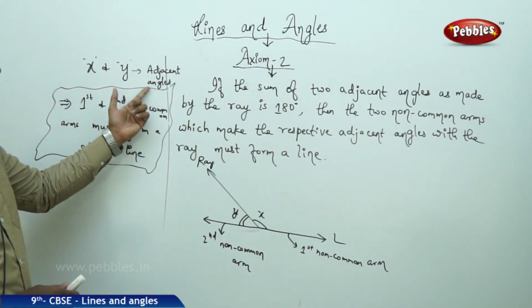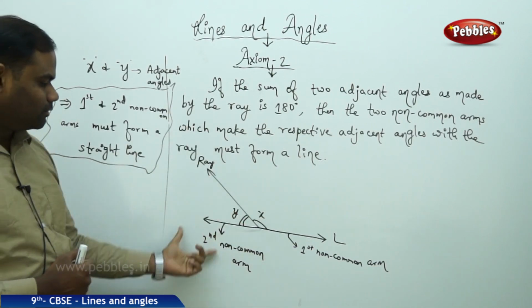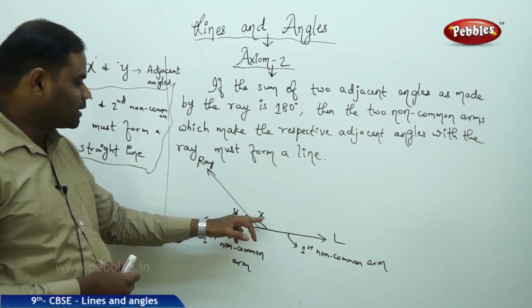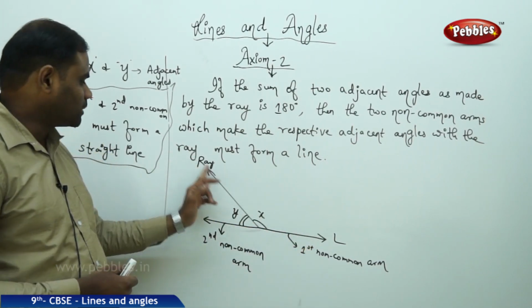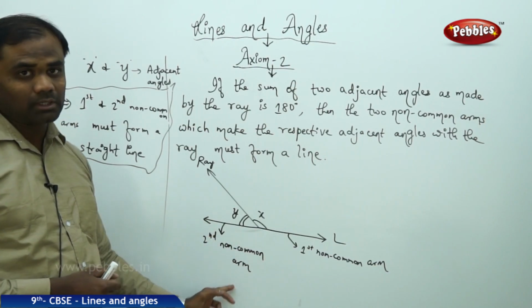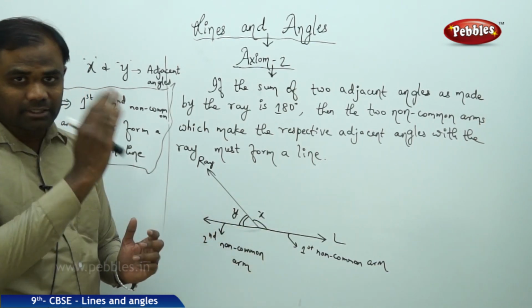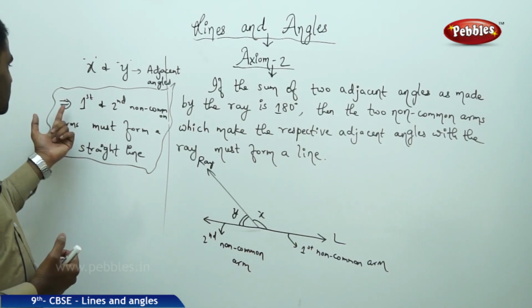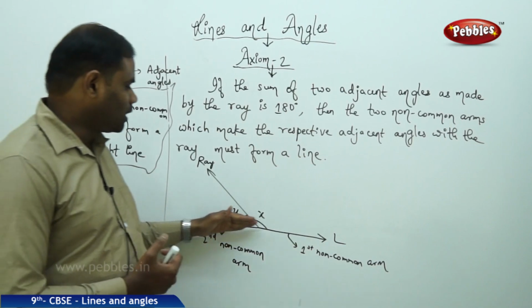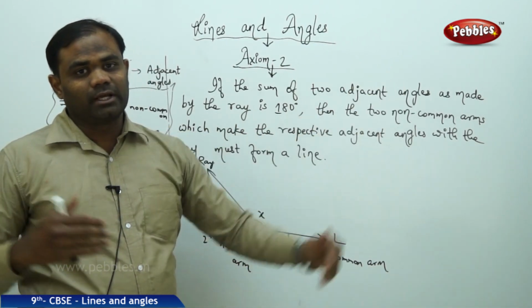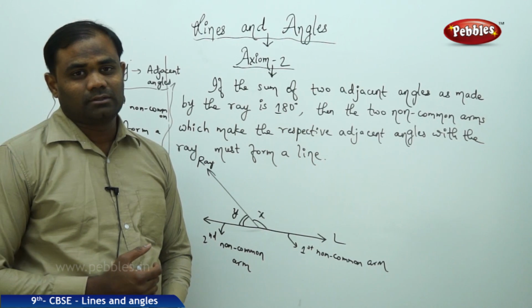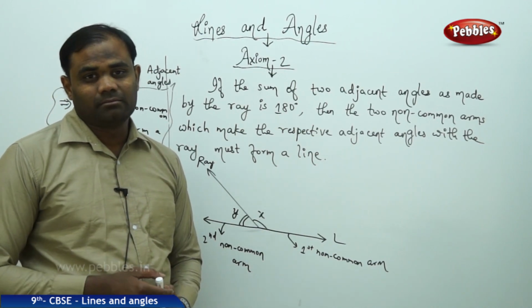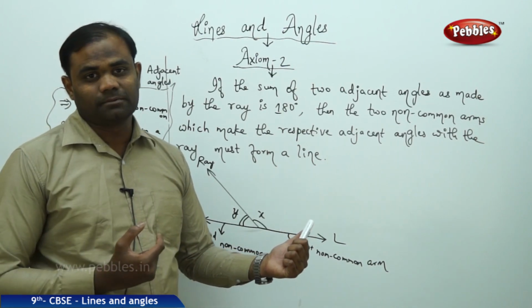Therefore, when x and y are adjacent angles made by the ray with the two non-common arms, first and second, with this ray making an angle x with the first non-common arm and an angle y with the second non-common arm, and provided x and y are adjacent, beside each other, then axiom number 2 states that the first and second non-common arms must be a straight line. They cannot bend even with a slight angle. They must be forming a straight line. Axiom number 2 and its definition.